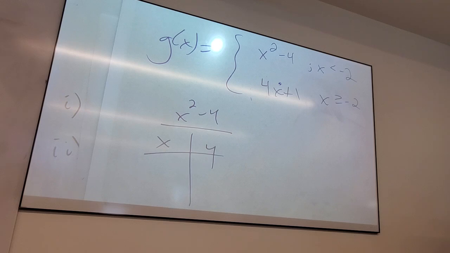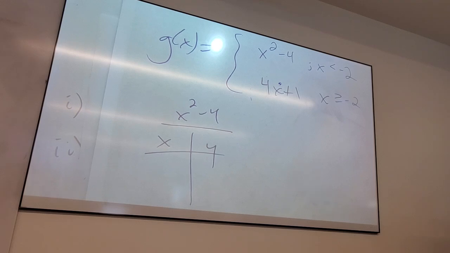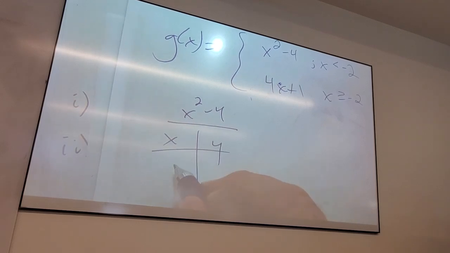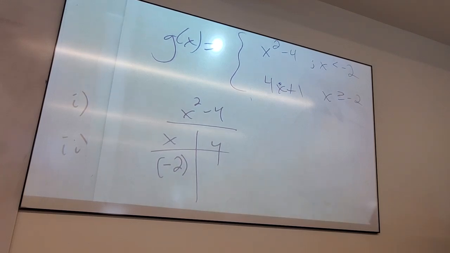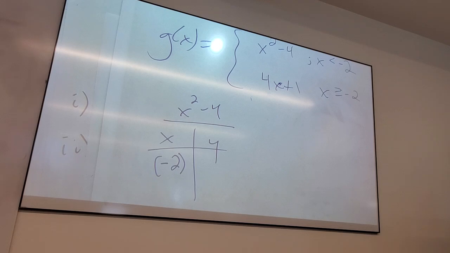-1.95. No, don't go crazy. You ready? -2. I'm going to put -2 in, yes. But I'm going to remind myself that I'm not allowed to. Why do I have to put -2 in? Because I need to know where to put the open circle. Yes. No, you don't have to be that precise.